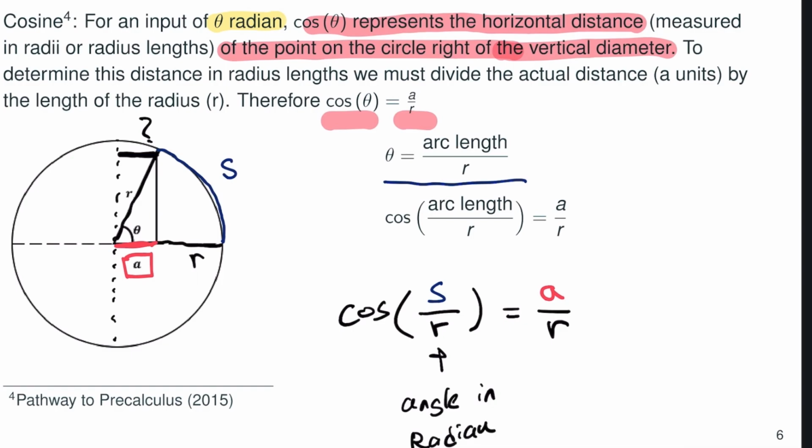Angle in radian. So this is what cosine function is. For cosine function and also for sine function, we have an angle. So trig functions is dealing with the angle and certain distance, right, as an output.